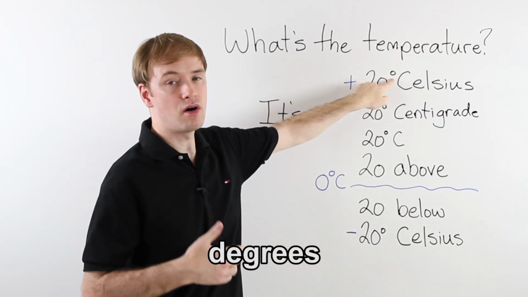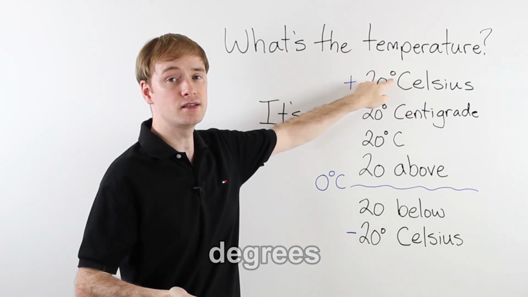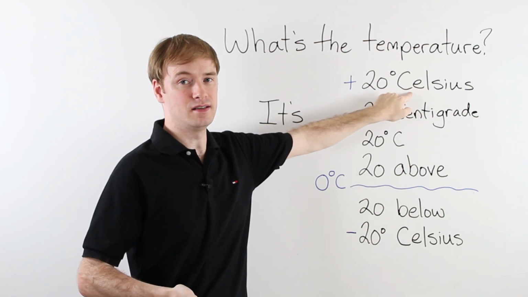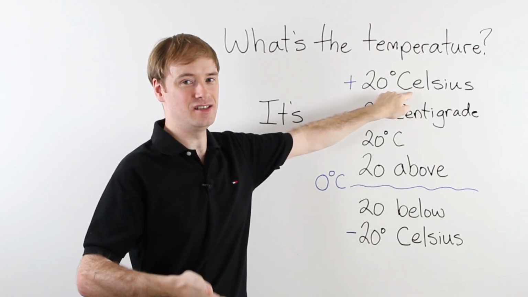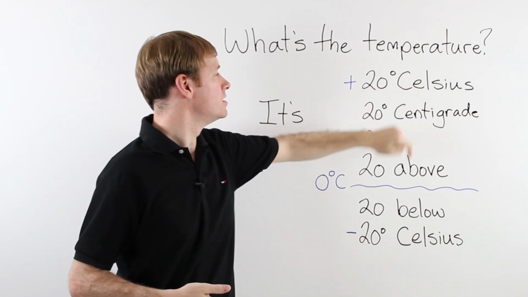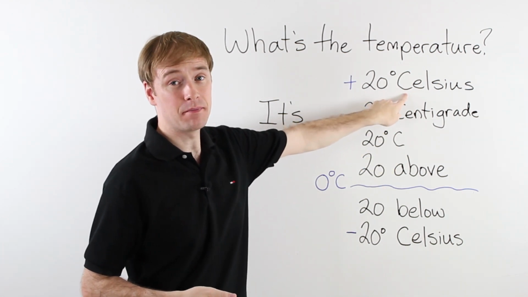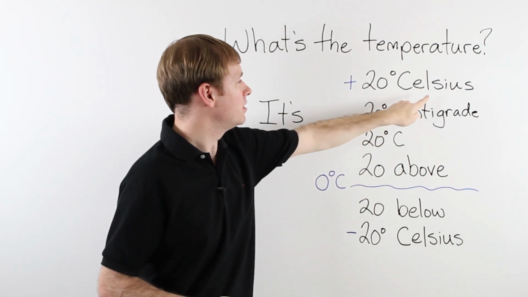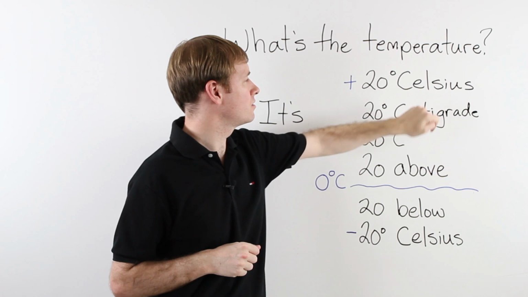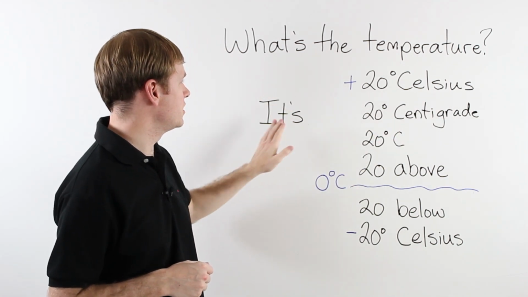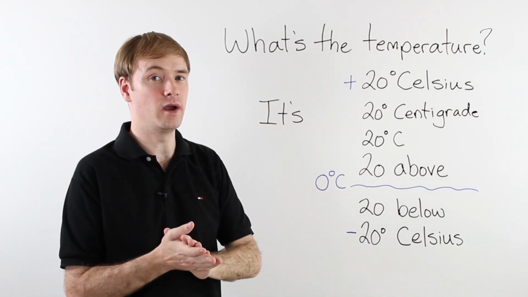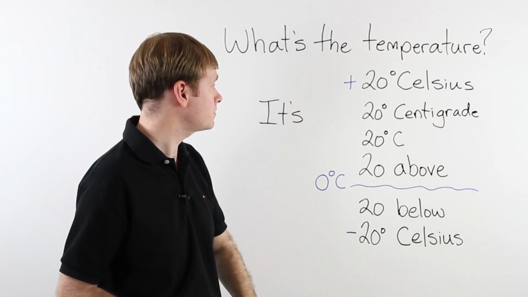This symbol always means degrees. Celsius. Okay, it's very difficult to say. Celsius is spelled with a capital C, a big C. Be careful here. Many people write a C. This is an S. So what's the temperature? It's plus 20 degrees Celsius. That's a good way to express the temperature.